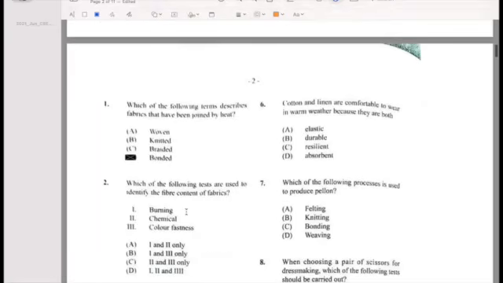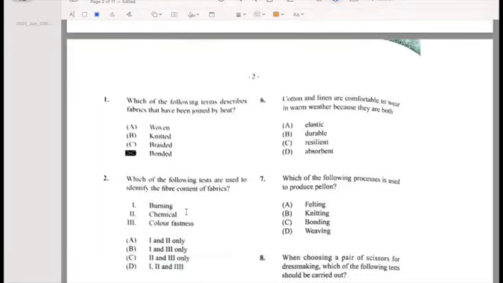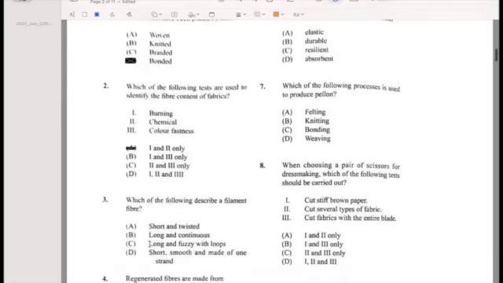Let's go to number 2, which of the following tests are used to identify the fiber content in fabric? And they gave us 3 options: burning, chemical, color fastness. And if your answer is burning and chemical, you're correct. So your answer will be A. All right, let's go to number 3.